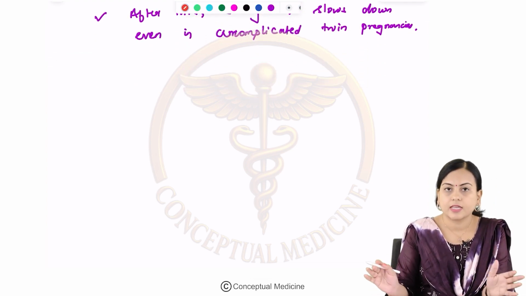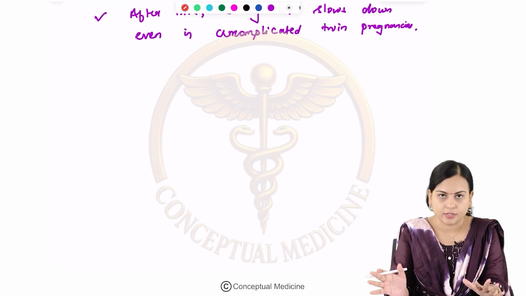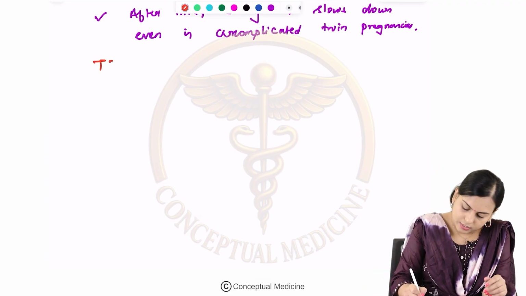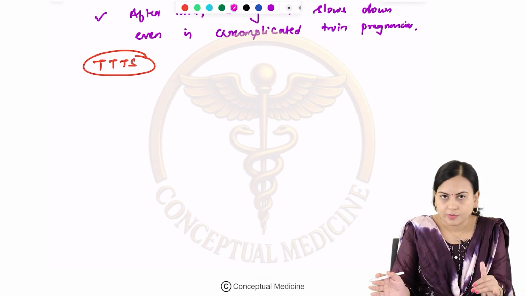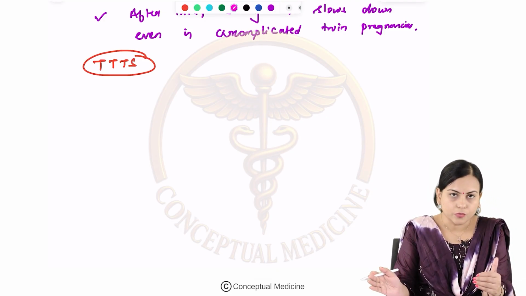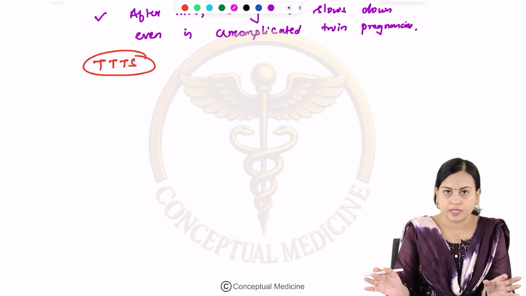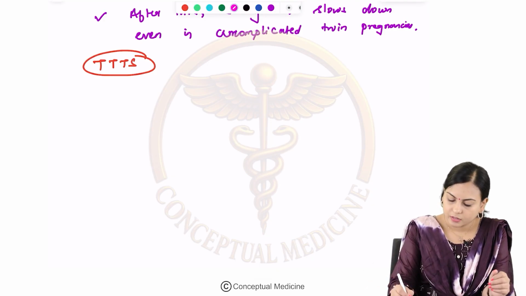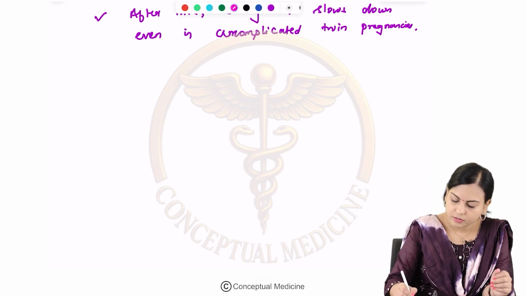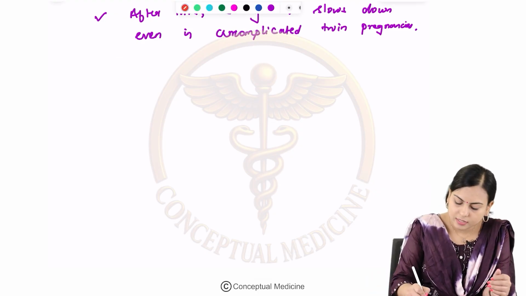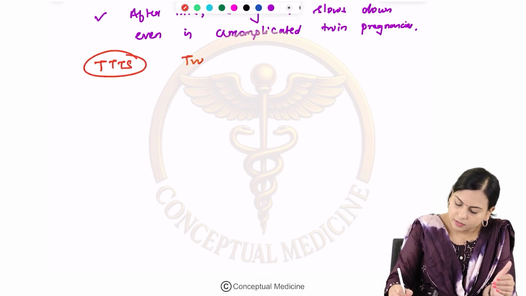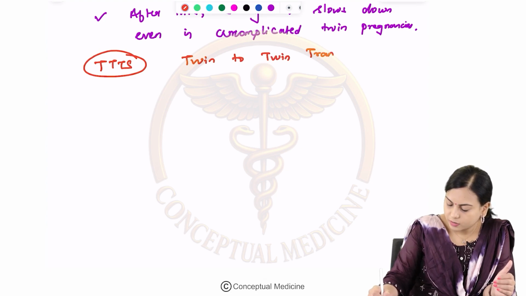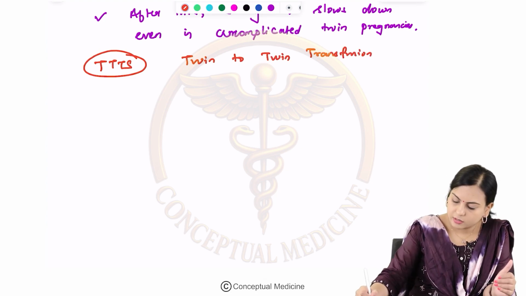Okay. Now we'll see about twin to twin transfusion syndrome. TTTS. Twin to twin transfusion syndrome occurs due to deep arteriovenous anastomosis. We'll see about TTTS. So TTTS is nothing but twin to twin transfusion syndrome.